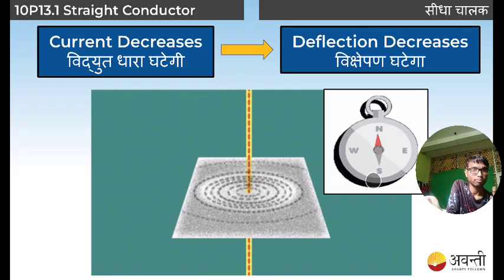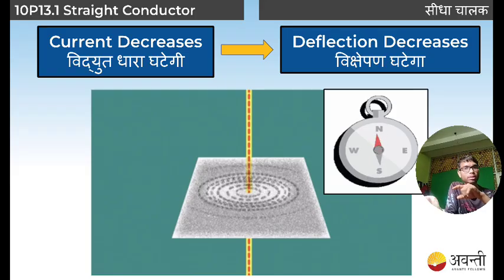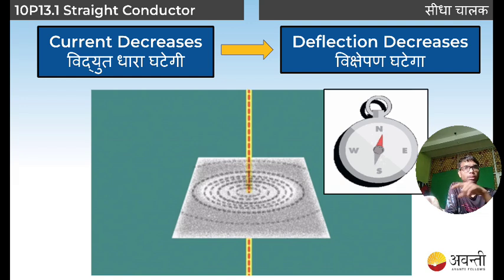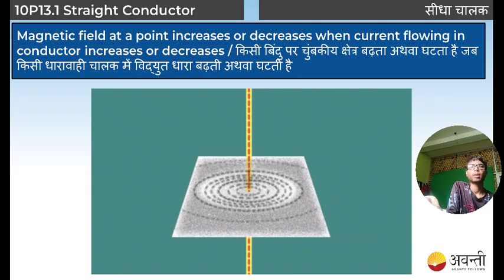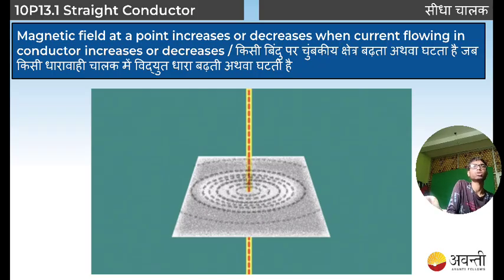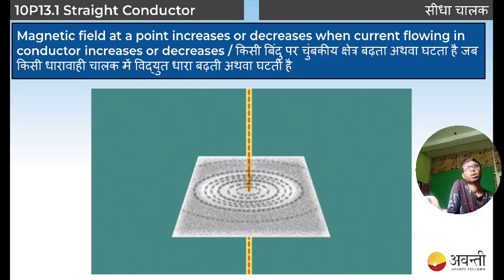This magnet depends on current, not conductor. Magnet depends on current, not conductor. In this context, I am saying the magnetic field at a point increases or decreases when the current flowing in a conductor increases or decreases. Yes, when current decreases or increases, then the magnetic field also decreases or increases. Magnetic field.